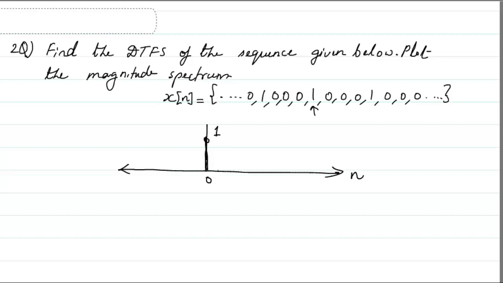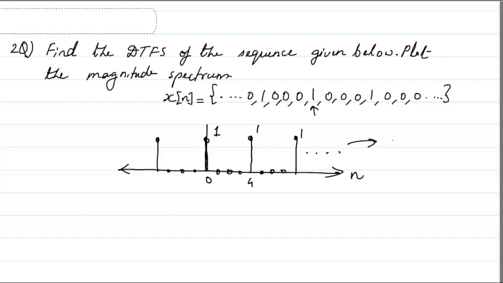At all other times, its value is 0. Then at 4, I am having another value of 1. Then again 4 zeros and then again 1. And like that, this sequence will go. Similarly, in the negative axis also, it is going something like this.